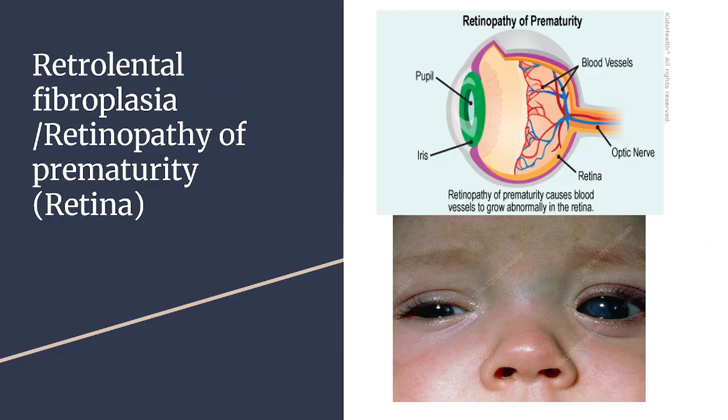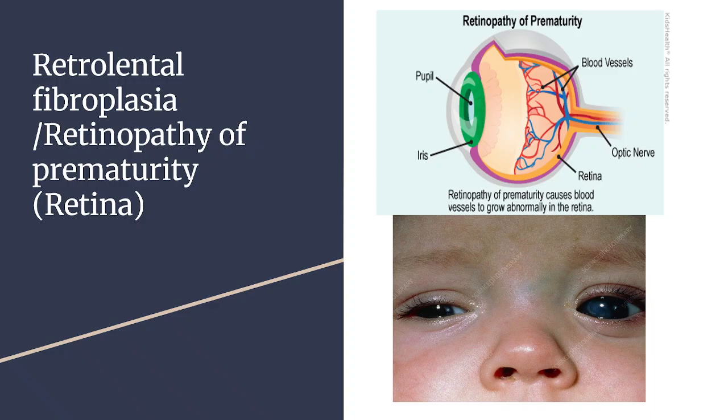Now we move on to retrolental fibroplasia, which is now known as retinopathy of prematurity, ROP in short. This is an eye disease that primarily affects premature infants. It occurs due to abnormal blood vessel growth in the retina, the light sensitive tissue at the back of the eye. Okay. This abnormal growth can lead to scarring and retinal detachment, potentially causing vision loss.